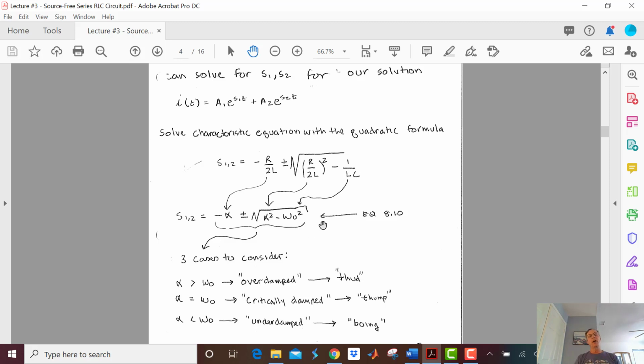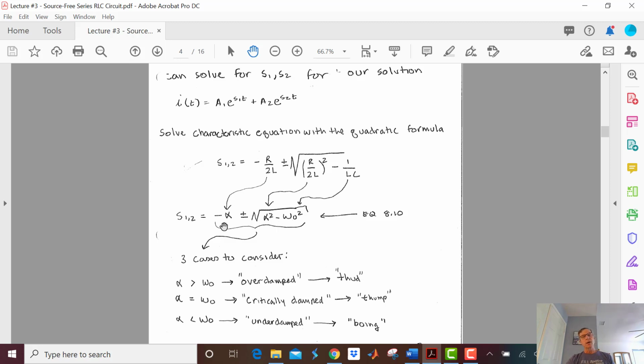But what you're going to find as the course unfolds is that alpha and that omega naught are going to be used for many different problems. And what they really allow us to do is quickly determine whether we have a Thud or a Boing. And so we've taken something complex and we've made it into something more simple.